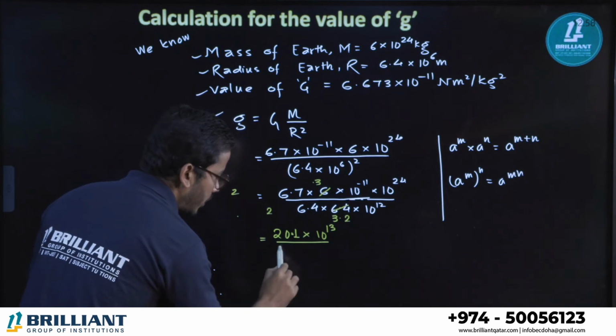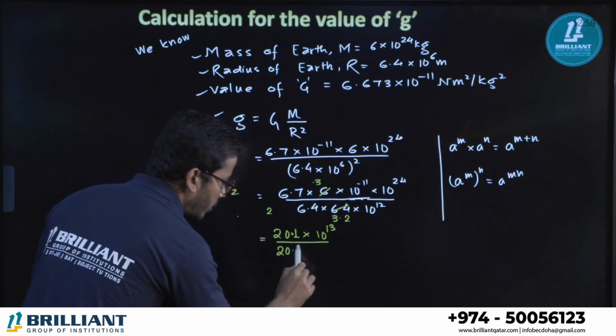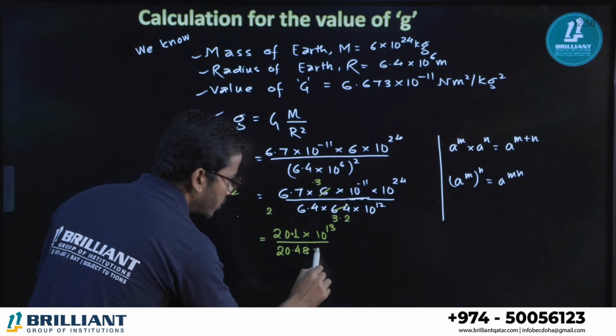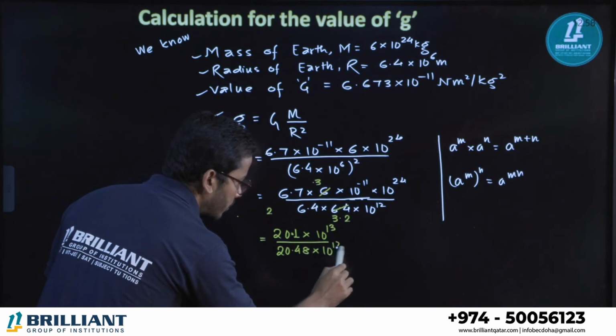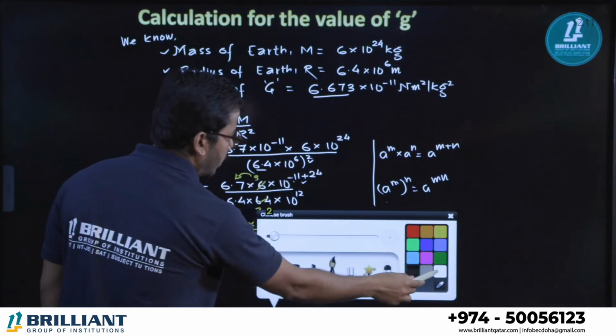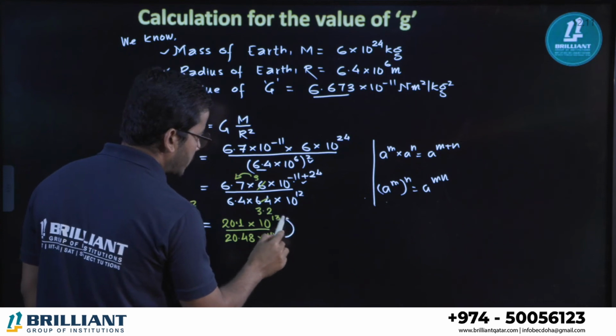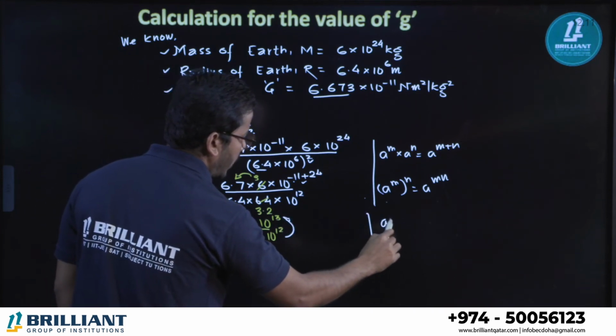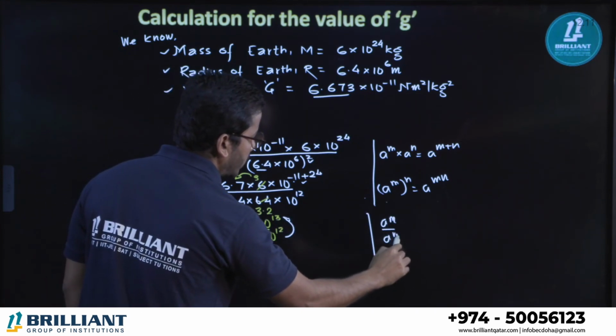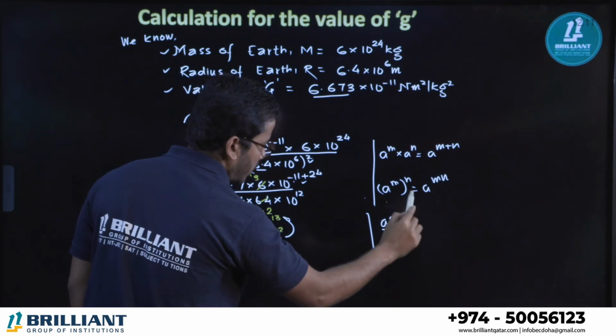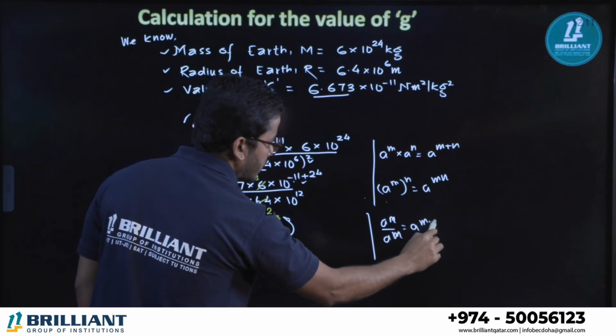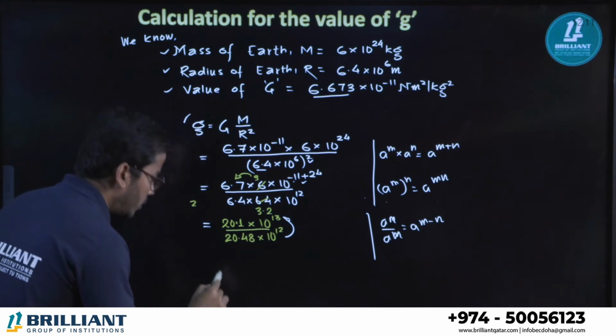I did many times in my life. You will get 20.48 into 10 raised to power 12. So have a close look at how my number is going to change now. I will shift it upside, and you know that a raised to power m, if you write it together by shifting this n, it becomes a raised to power m minus n, right? So you're going to do the same thing.